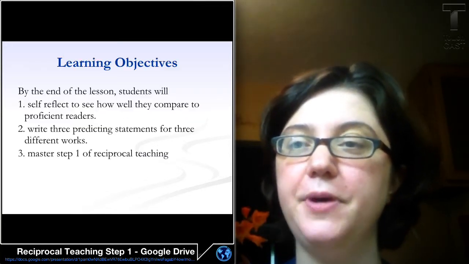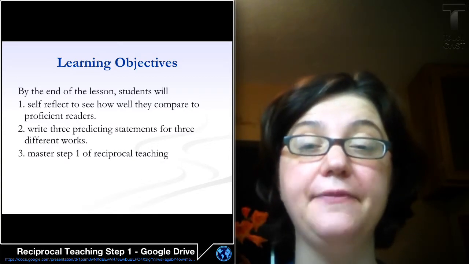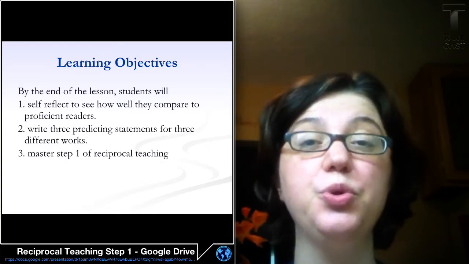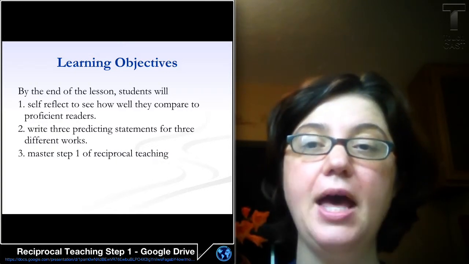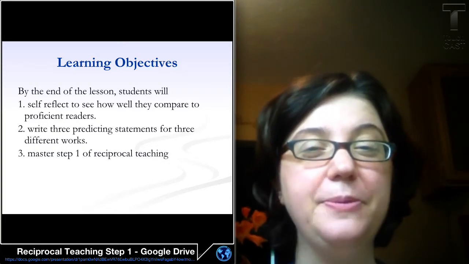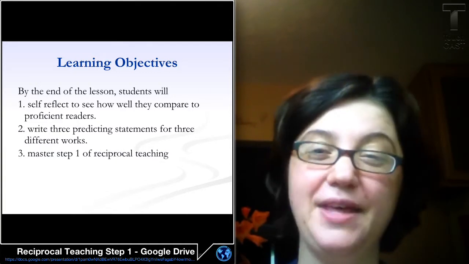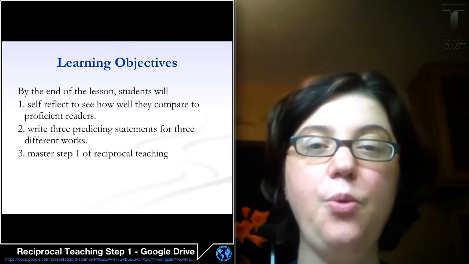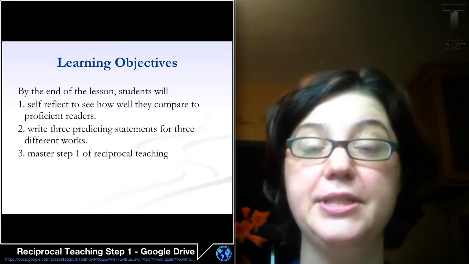So there are three things that I would like you to be able to do by the time you are done with this lesson. One, I want you to have created a self-reflection where you compare yourself to a proficient reader. Two, I want you to practice writing 3 predicting statements that I will walk you through, at least some of them in this video. And 3, I want you to feel that you have mastered the step 1 of reciprocal teaching.